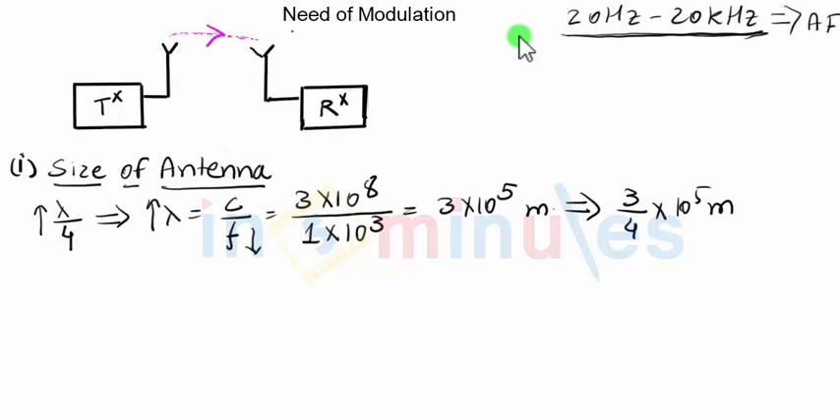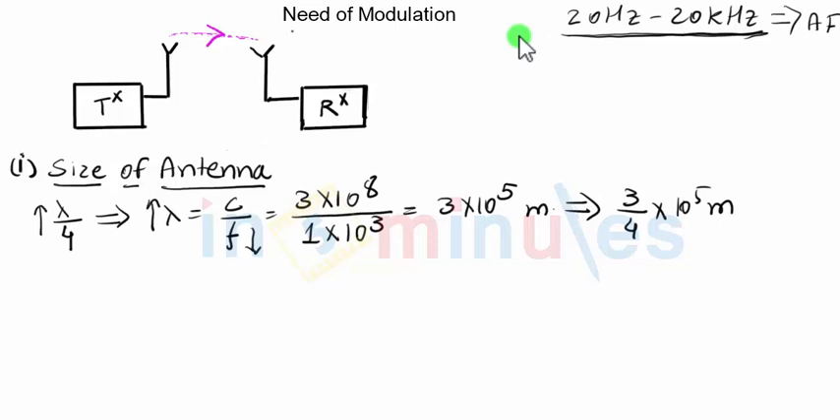The aim is to transmit the low frequencies. At the same time, we should have a small size antenna. So how do we tackle this problem? The solution is to convert this low frequency range of the signal to some high frequency range and transmit that high frequency signal. Because the frequency of the signal which is transmitted is now large, I can reduce the size of the antenna.